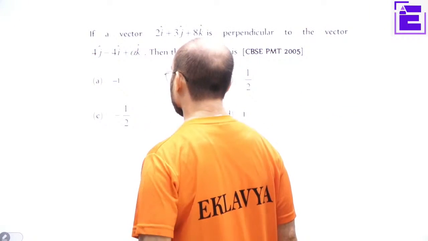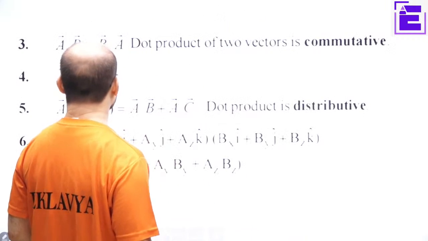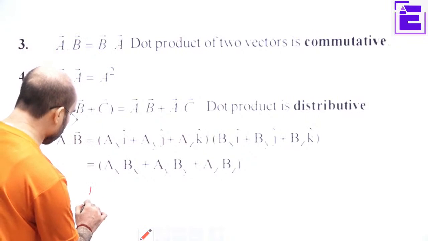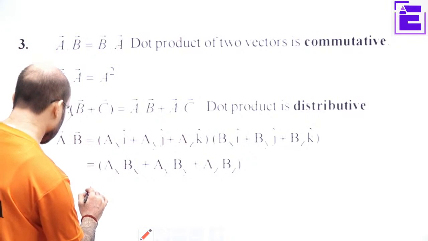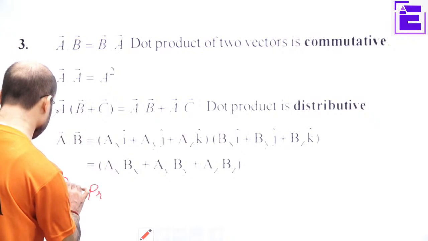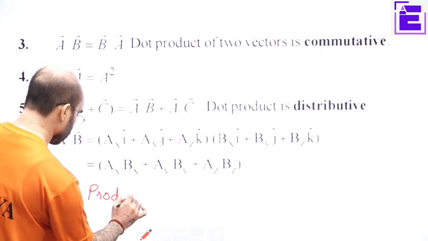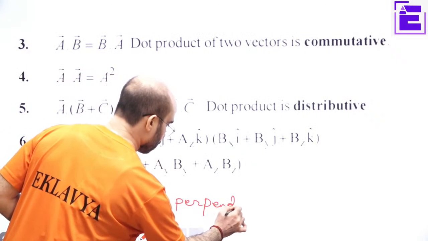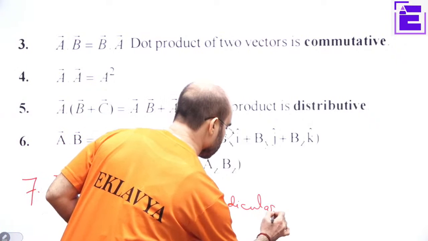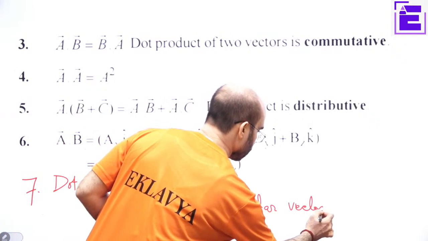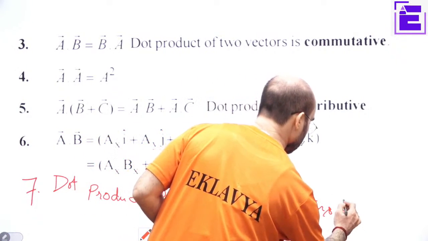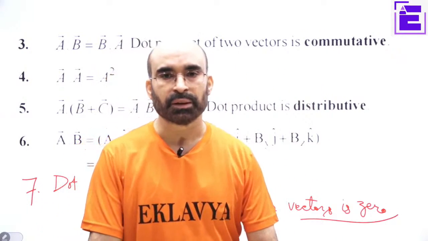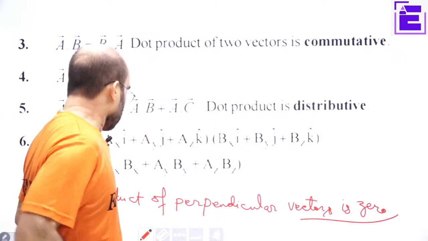Now, one more thing that you need to keep in mind is in this property, let's call this property 7th. If you have got the dot product of perpendicular vectors, it is 0. Dot product of perpendicular vectors is 0. Okay.